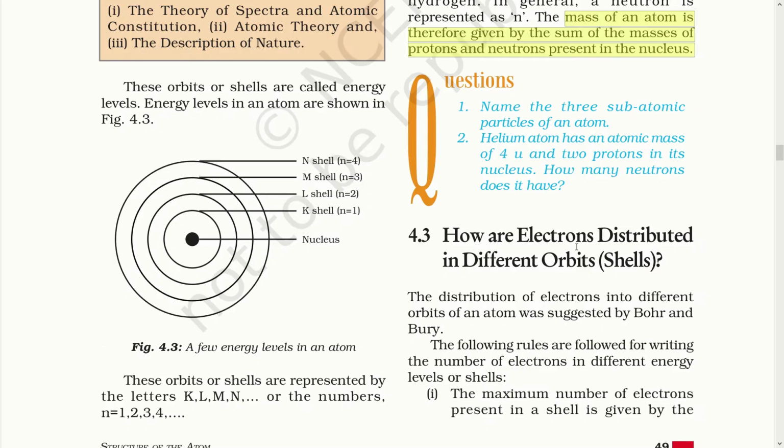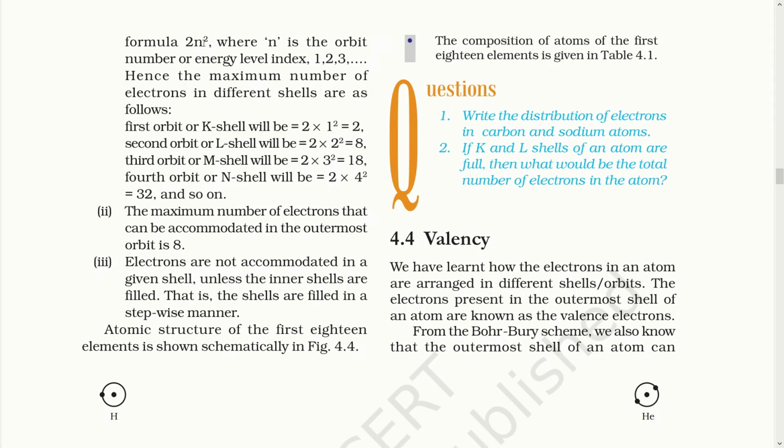How are electrons distributed in different orbits? The distribution of electrons into different orbits of an atom was suggested by Bohr and Bury. The following rules are followed for writing the number of electrons in different energy levels or shells. The maximum number of electrons present in a shell is given by the formula 2n square, where n is the orbit number or the energy index 1, 2 or 3. Hence, the maximum number of electrons in different shells are as follows.